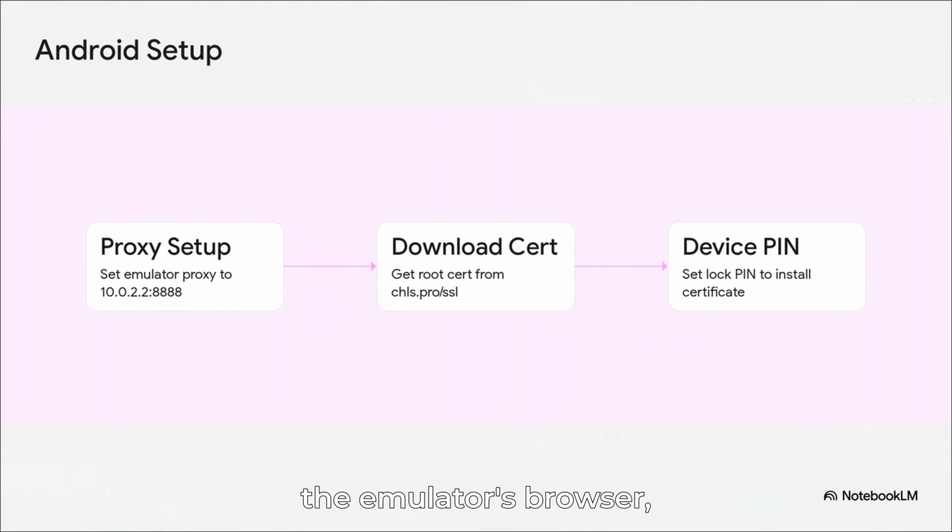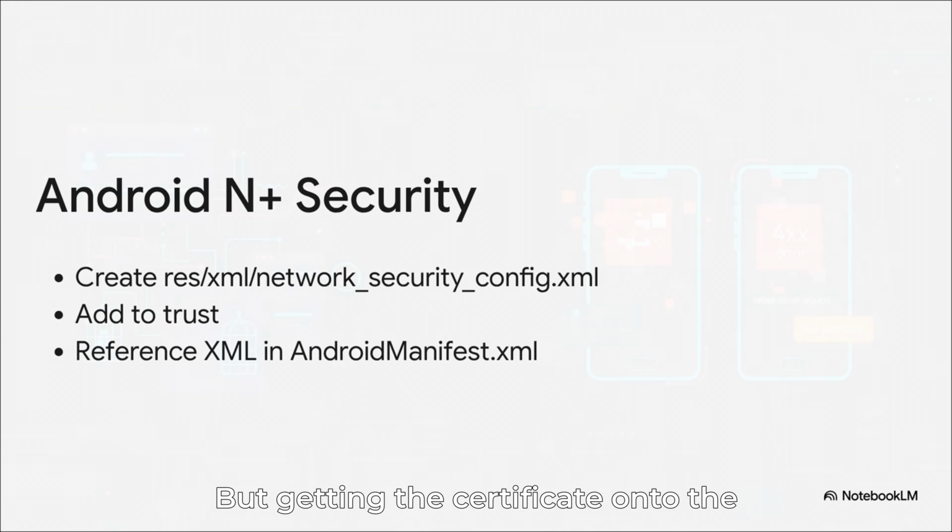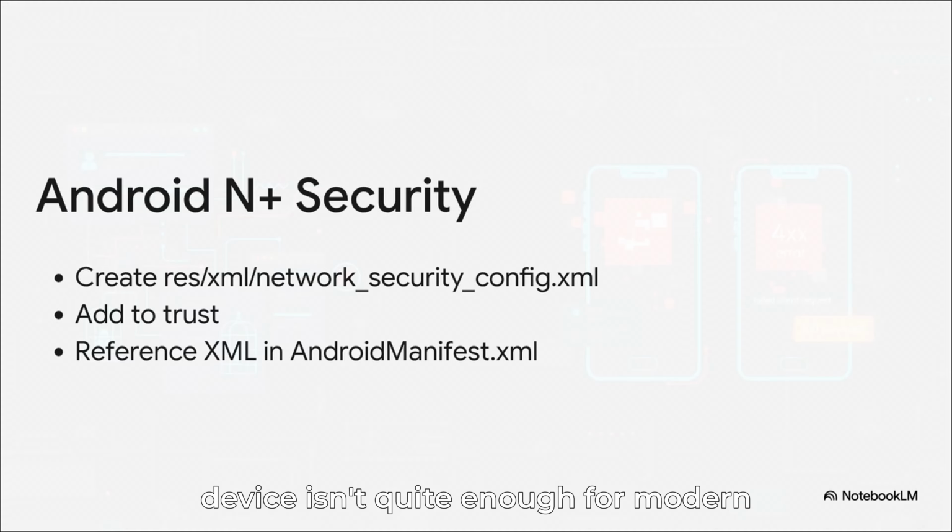Next, we open up the emulator's browser, head over to chls.pro/SSL, and download the Charles root certificate. And finally, Android makes us set a device lock PIN before it'll let us install any custom certificates. But getting the certificate onto the device isn't quite enough for modern Android.